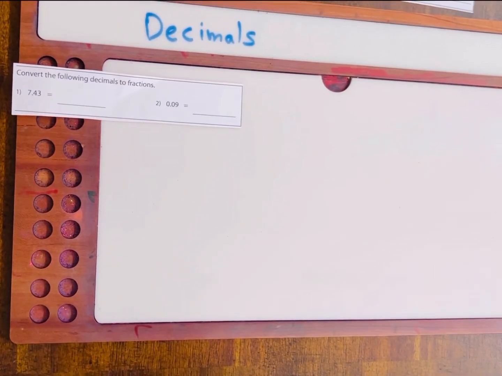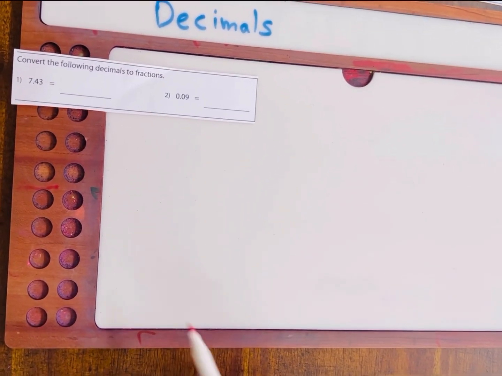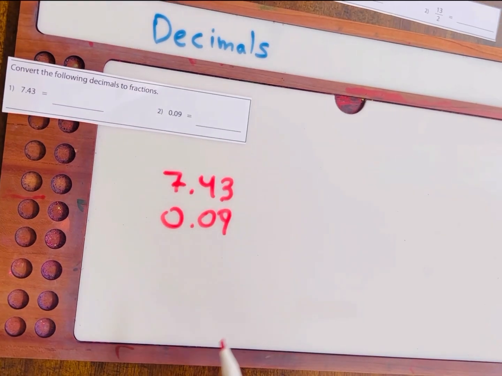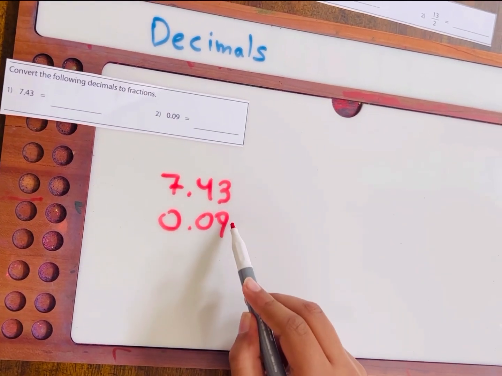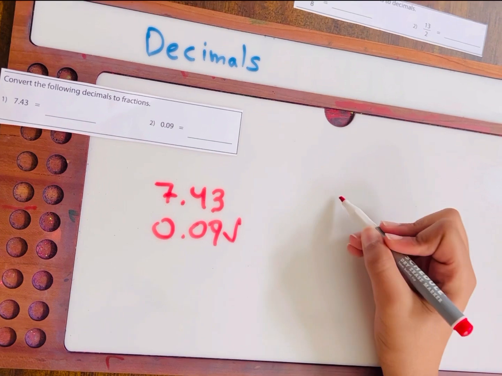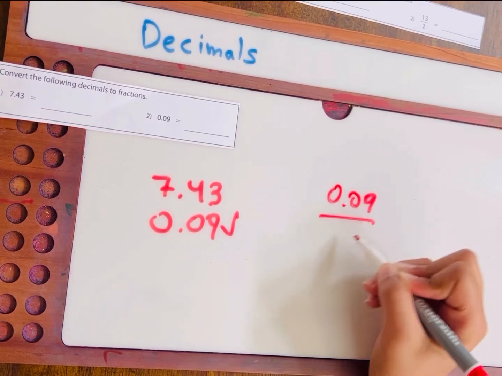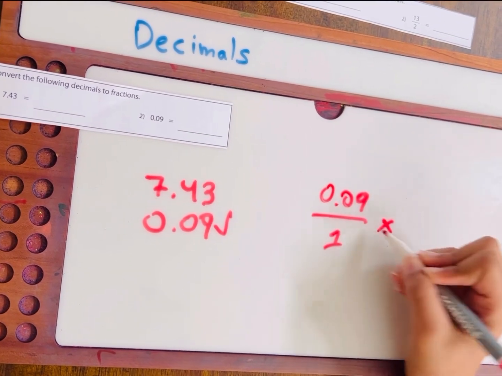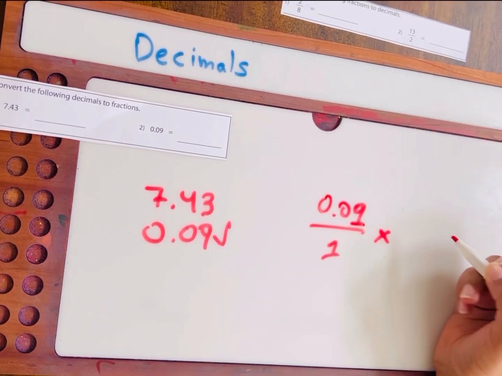Let's look at this one. Convert the following decimals to fractions. We easily know how to convert one of them, this one over here. So let's take 0.09 by 1. We should multiply it by 100 because it's in the hundredths place.